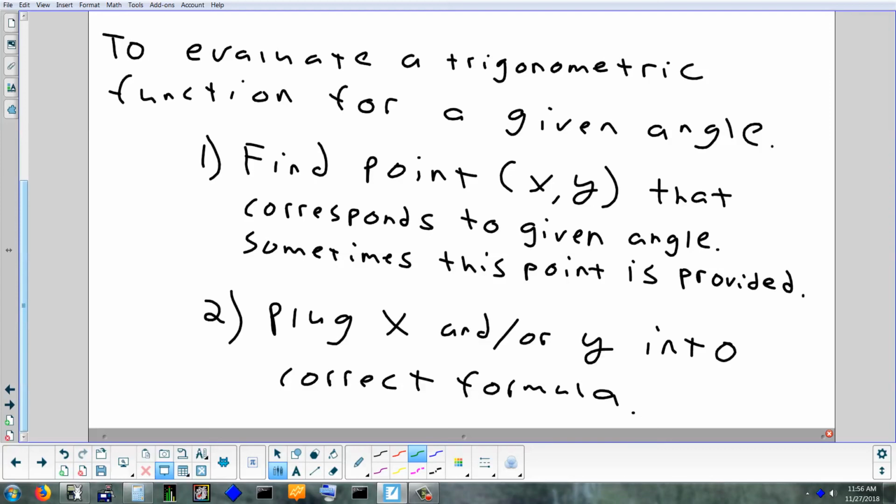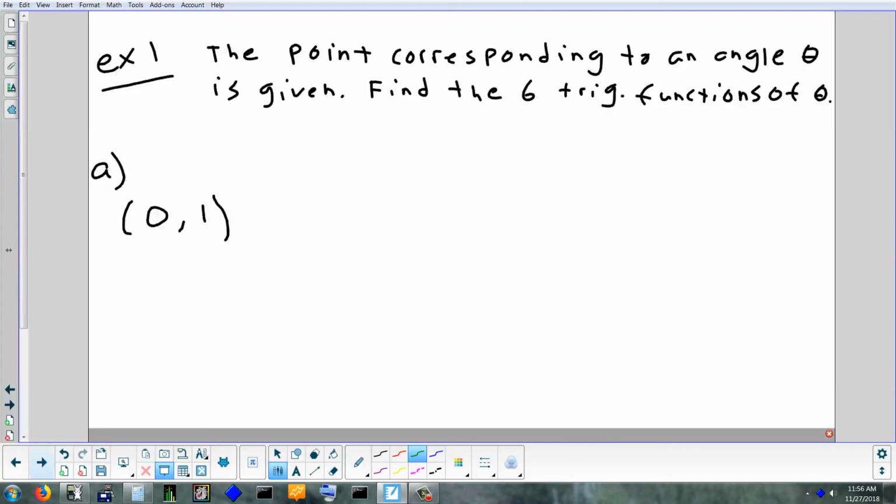Okay, and that's the last notes for this part of the section. The rest is just examples. So we'll try an example or 2 today, and then we'll finish up the rest of the examples tomorrow. Okay. So the directions say the point corresponding to an angle is given. Find the 6 trig functions.